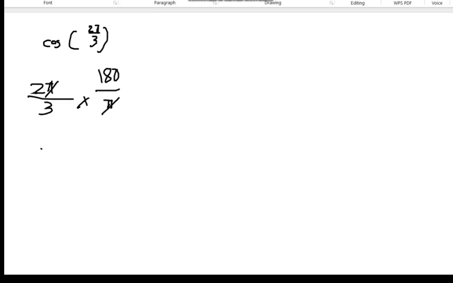But now, what if we have cosine 2 pi over 3? This is much different than earlier. We have a value beside the pi. So what we can do is still convert it into degrees. We're just going to cancel the pi's, and then we got 60 over 2 times 2. 60 times 2 is 120 degrees.